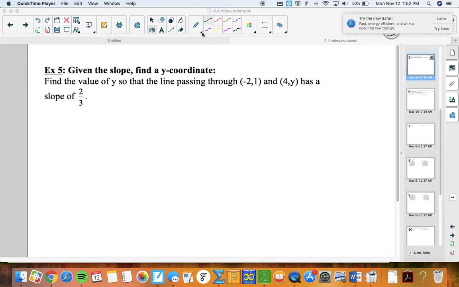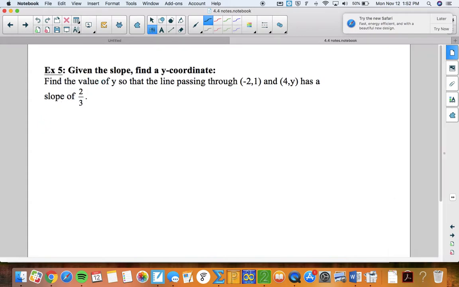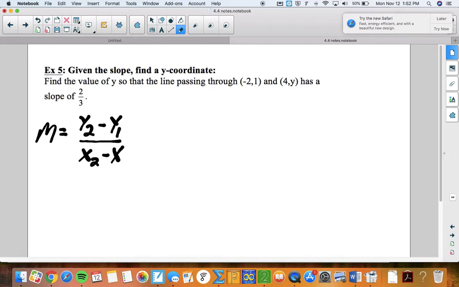So here's a challenge for you. This is dealing with calculating slope. Remember that our slope formula is this. Now I usually leave the m off because we just know that we're going after the slope. But now I'm going to leave it on because it's actually going to be really helpful here. So there's our formula.